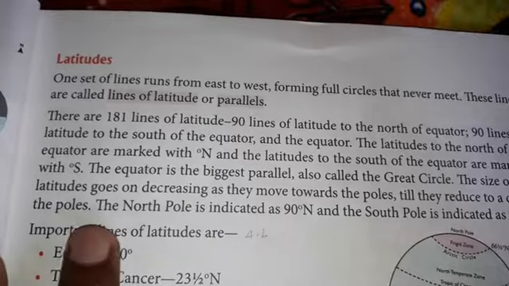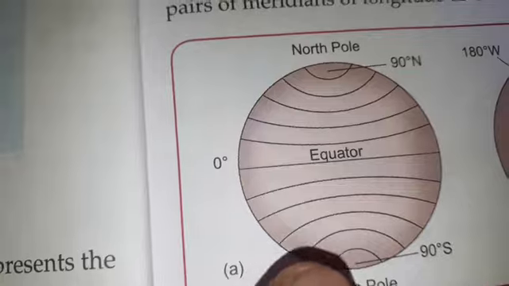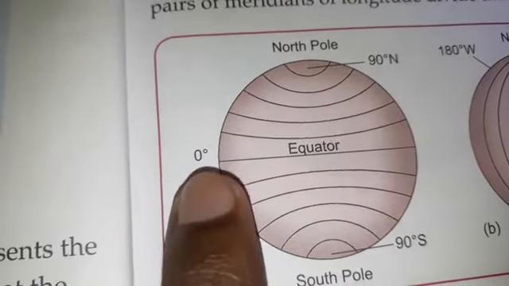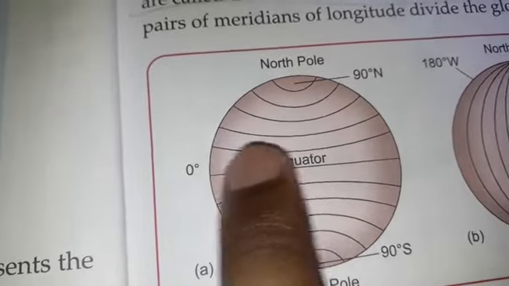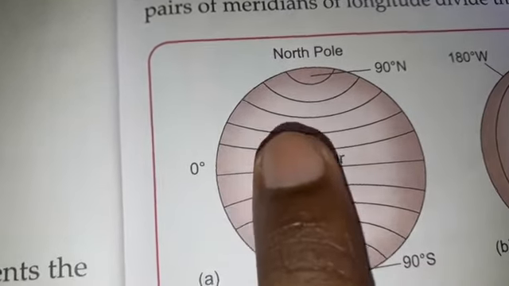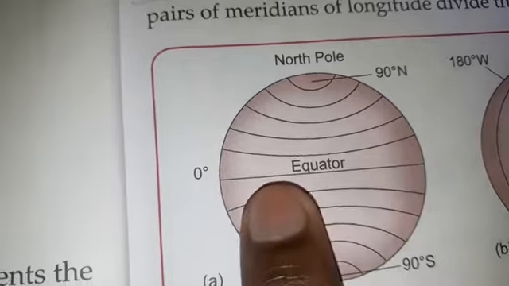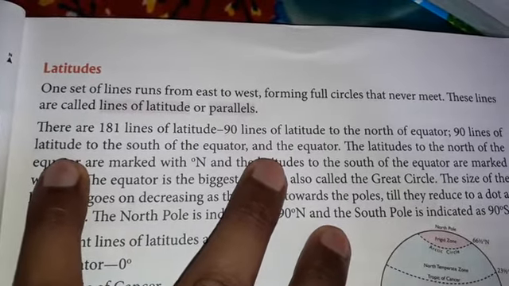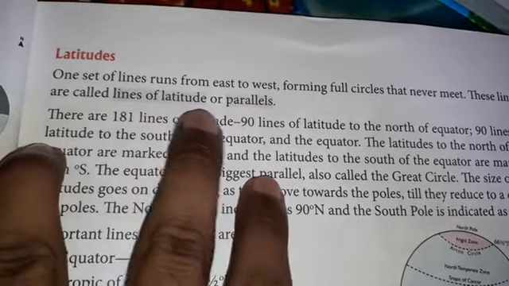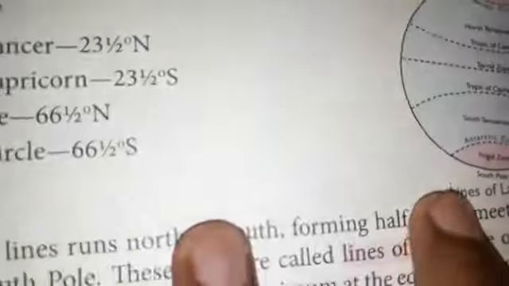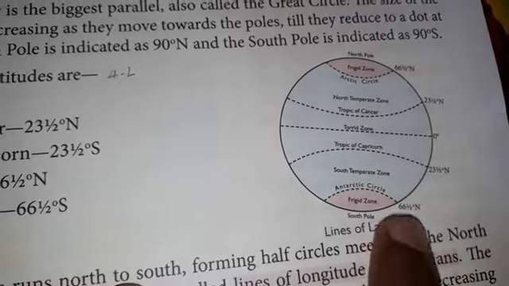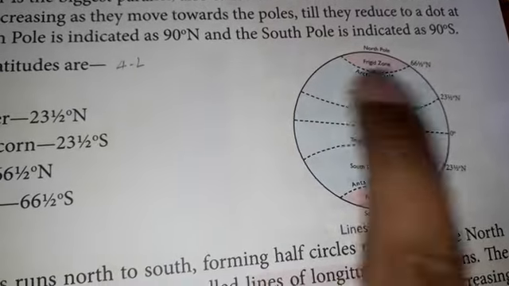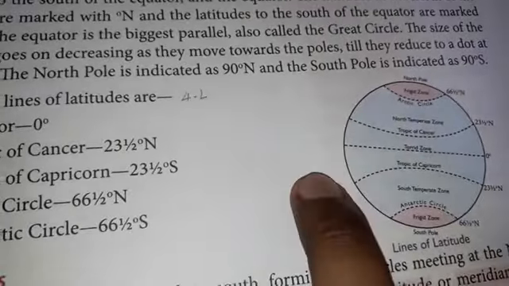One set of lines run from east to west. Look at this picture. Lines run from east to west, and they are called latitudes. Forming full circles that never meet, these lines are called lines of latitude. Once again, look at this picture, lines of latitude run from east to west.